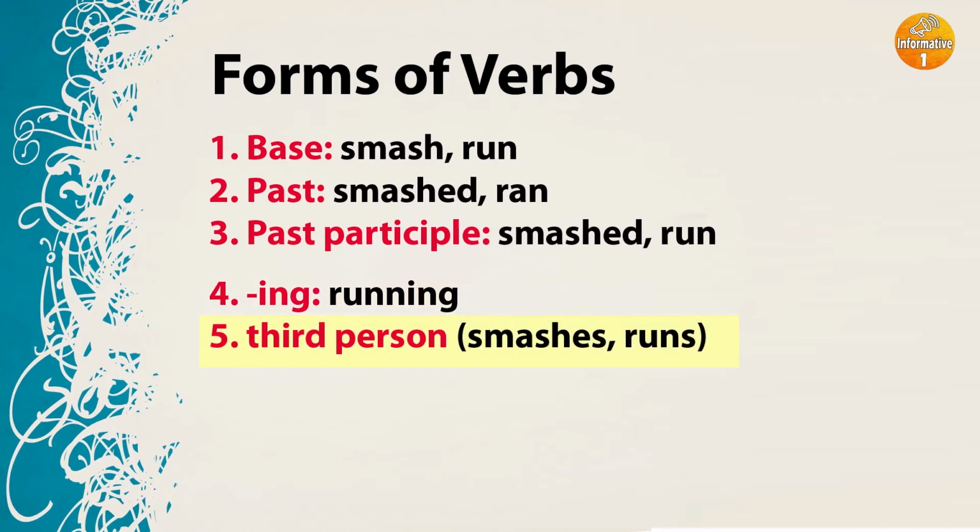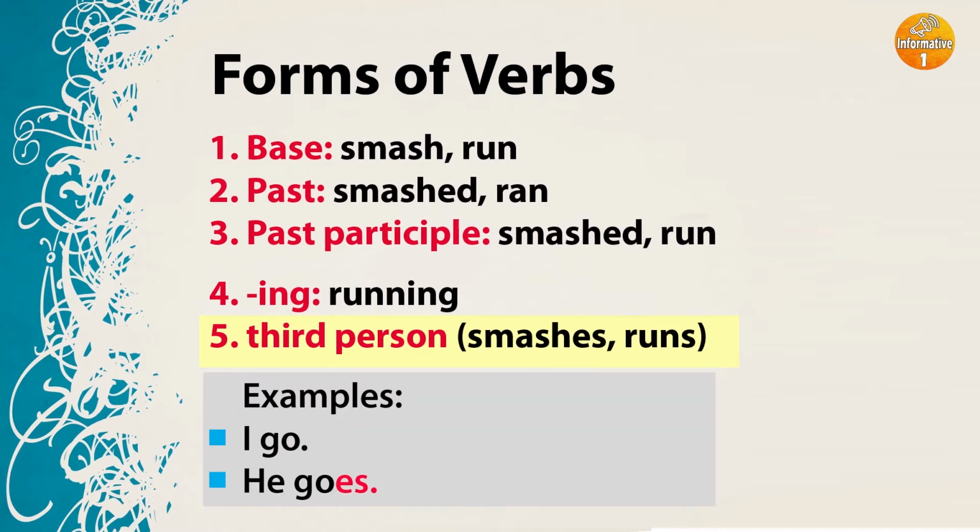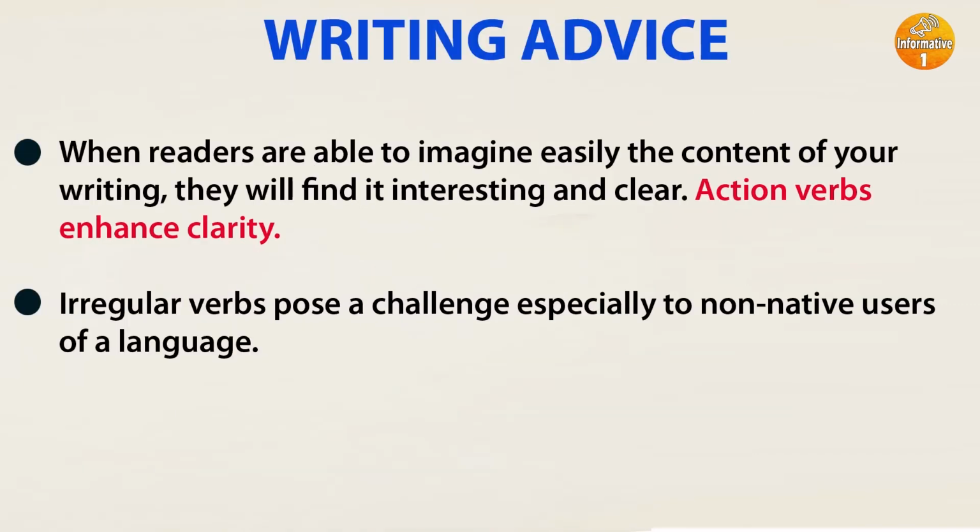And finally, there is another form which is used for a third person. What is third person? It could be a pronoun such as he, she, or it, or it could be the name of a person. When you use a third person, then you add either s or es to the verb to complete a sentence. So I would say I go, but I won't say he go. I must say he goes.